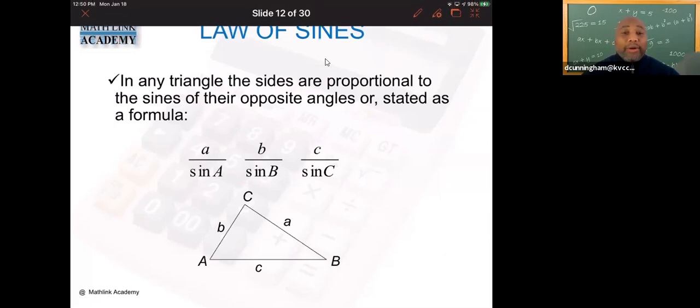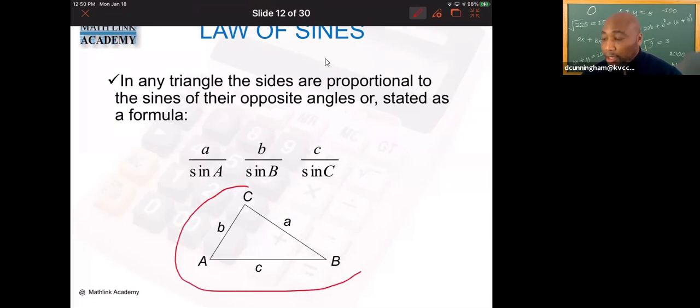In any triangle, the sides are proportional to the sine of their opposite angles, or stated as a formula. This formula you want to memorize so you know how to use the law of sine. It's pretty straightforward. But before we do the formula, I want to show how you should write and label your triangle.